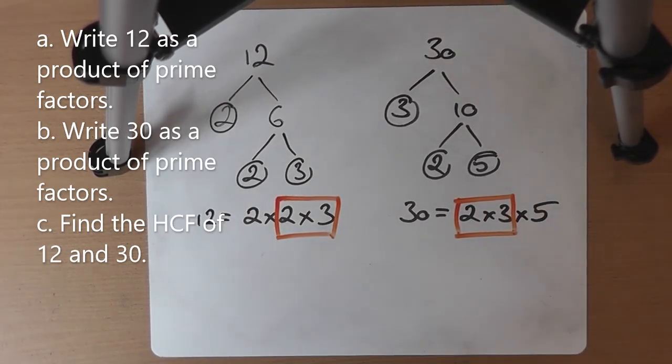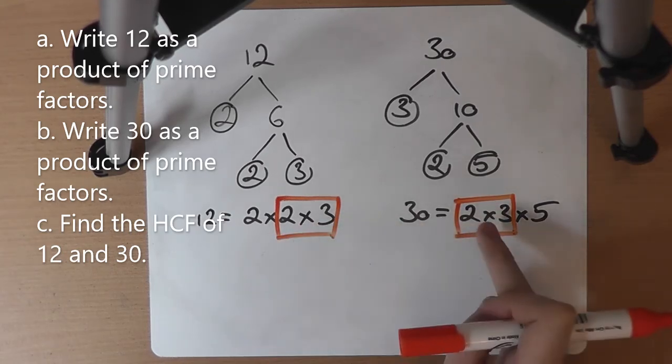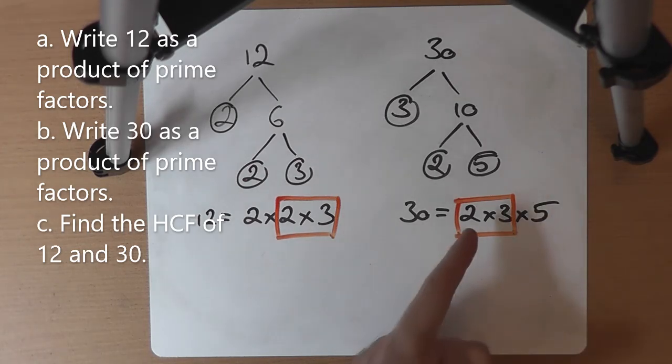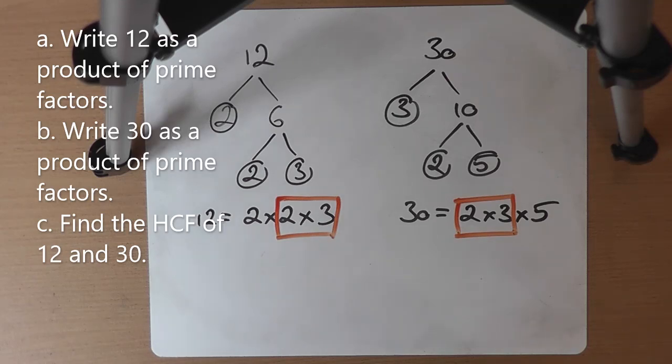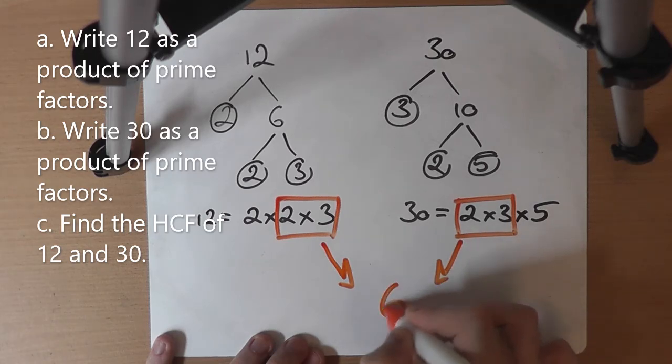Now clearly these are factors. 2 and 3 are factors of 12, 2, 3 and 5 are factors of 30. They must be because they're prime factors. The whole point of this prime factor decomposition, this product of prime factors thing, is that the numbers we get at the end are factors. But then if we're boxing this stuff off, well, 2 times 3 must be a factor because it's part of that breakdown. And 2 times 3 must be a factor here because it's part of that breakdown. What is 2 times 3? Well, 2 times 3 is 6.